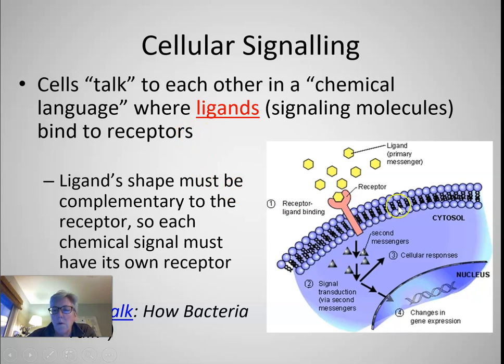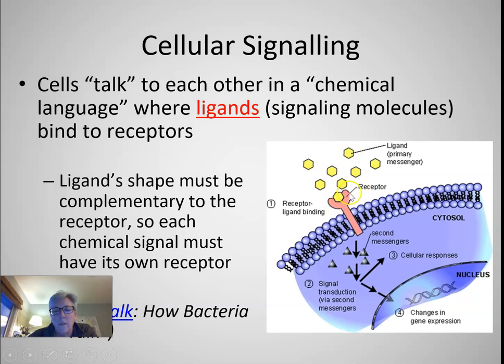Okay, so here's a picture. Here's our plasma membrane, our phospholipid bilayer. Here is the inside of the cell. Here's the outside of the cell. Here's a receptor. In this case, it's a transmembrane protein of some sort, and it goes from the inside of the cell to the outside of the cell. Okay, and this is where a ligand, or a signaling molecule, would bind.